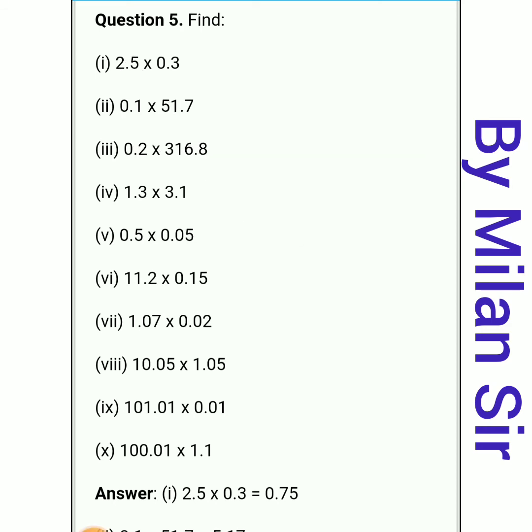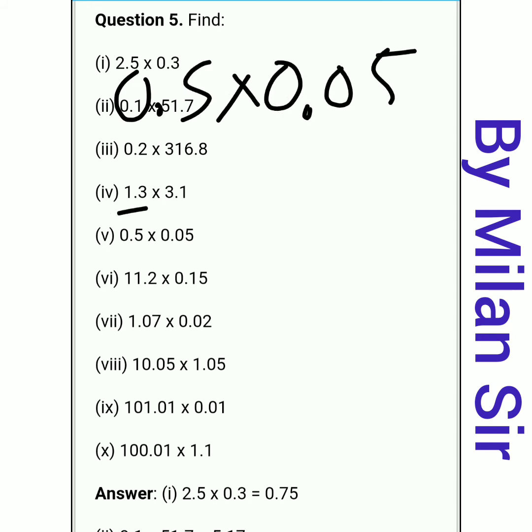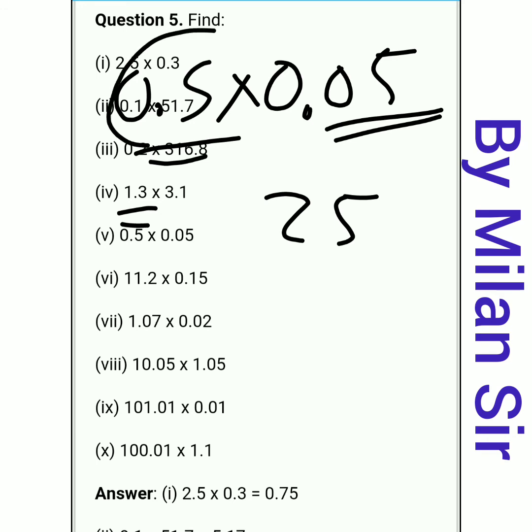Okay. Then question number 5. 0.5 multiply 0.05. First of all, again ignore the decimal point. So here we have 5, here we have 005, it is 5 only. Right? So 5 fives are 25. Now in first number we have one digit after the decimal point, and in second number we have two digits after the decimal point. So altogether we have three digits after the decimal point in the equation.